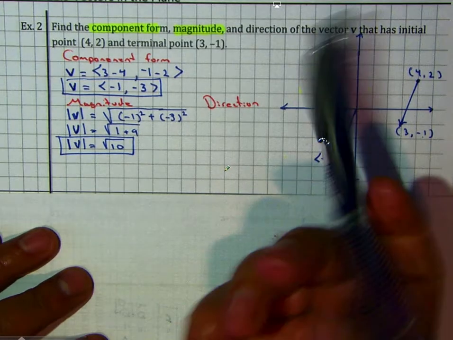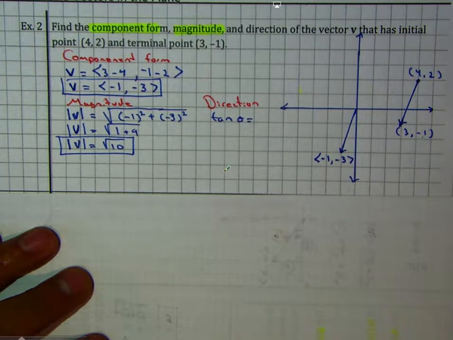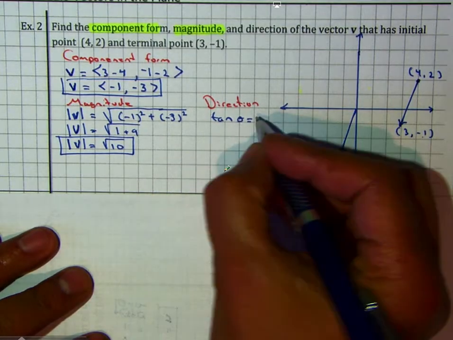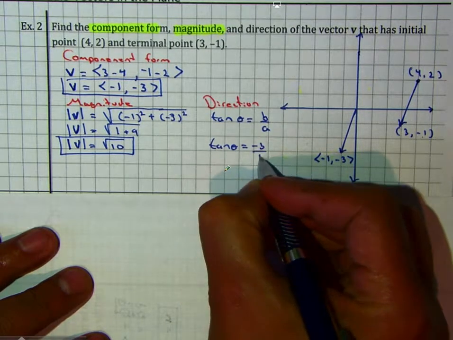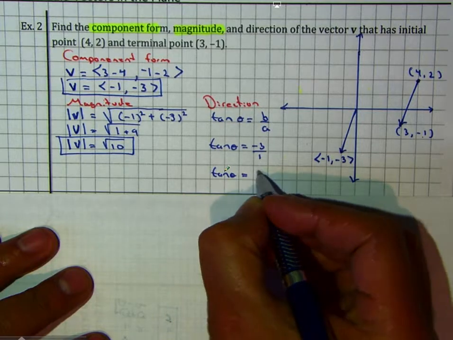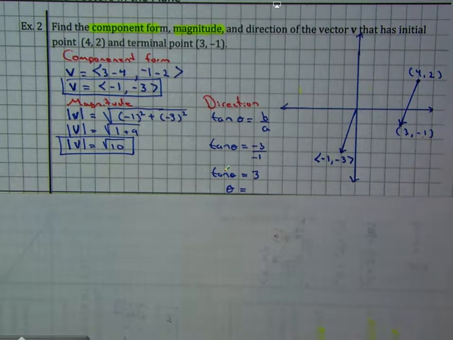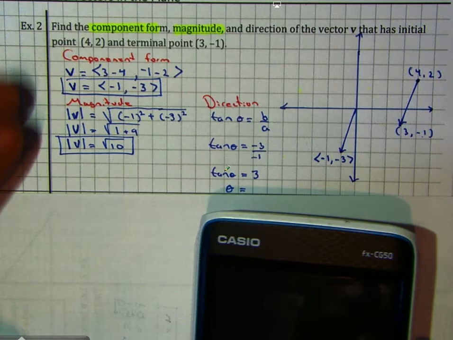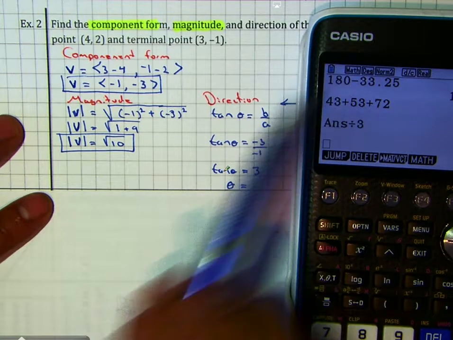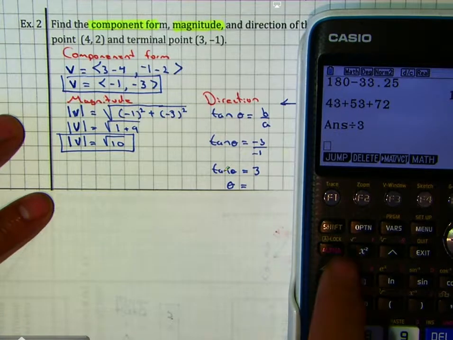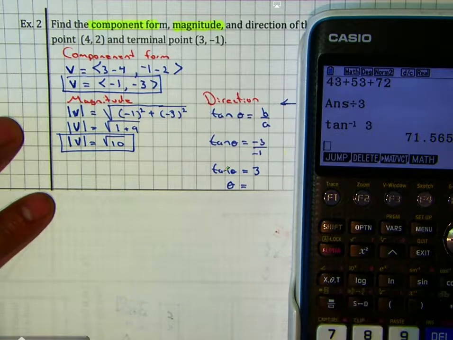And now the last thing I need to find is my direction. To find your direction, we are going to use tangent of theta is y over x, but in this case it will be b over a. So your tangent of theta is equal to negative 3 over 1. Your tangent of theta is equal to positive 3. So I'm going to use my calculator. Remember that you want to make sure that you have it on degrees. So I'll take my inverse tangent of 3, and that gives me 71.57.